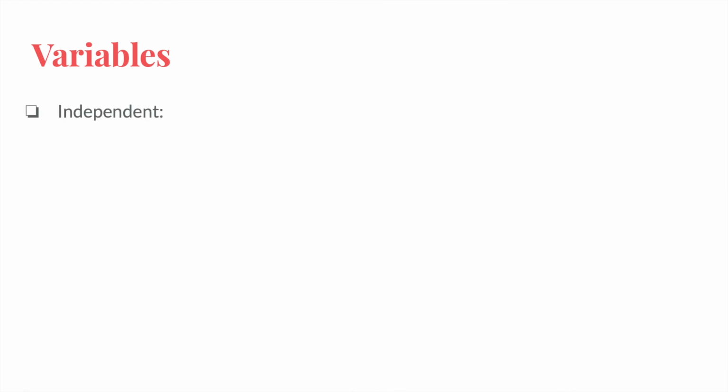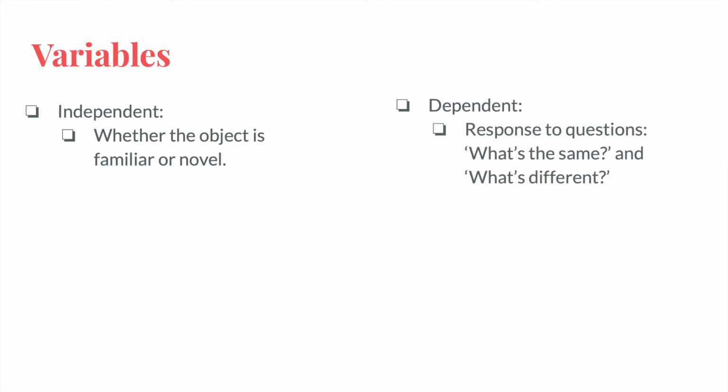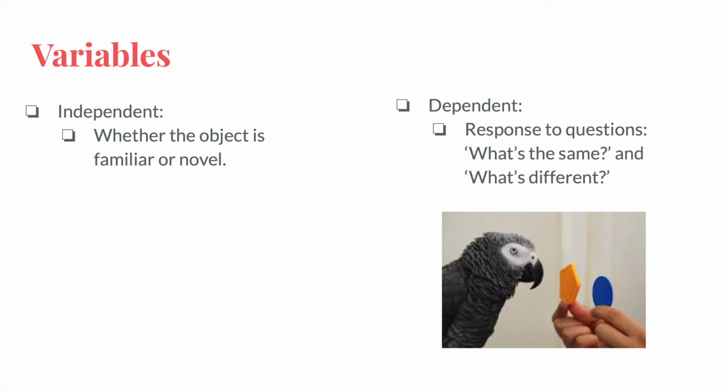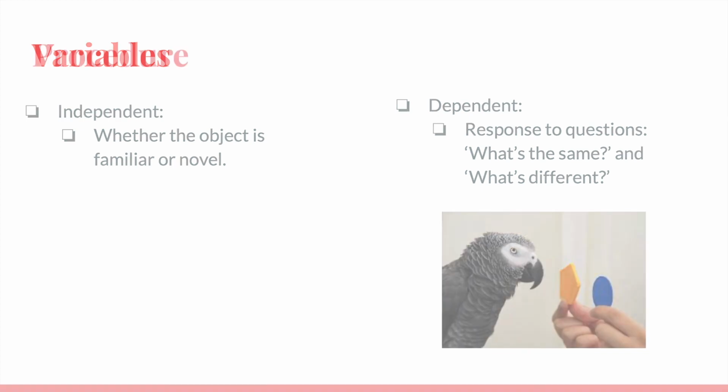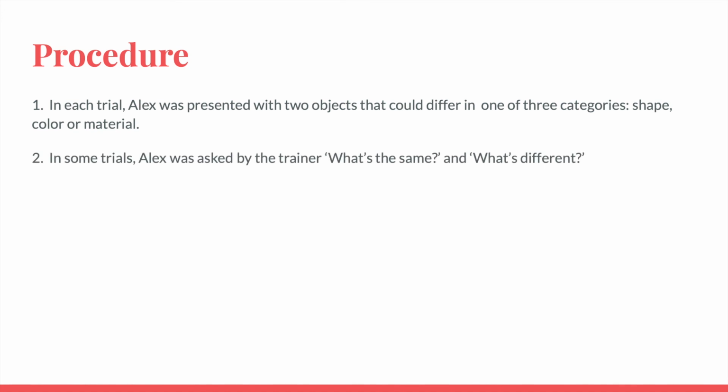The independent variable was whether the object is familiar or novel, aka not familiar, and the dependent variable was the response to the questions such as what's the same, as well as what's different. Here is a picture of Alex figuring out the similarities and differences between a yellow pentagon and a blue circle. As for the procedure, in each trial, Alex was shown two objects that could possibly differ in shape, color, or material. In some trials, the trainer asked Alex, "What's the same?" and "What's different?"